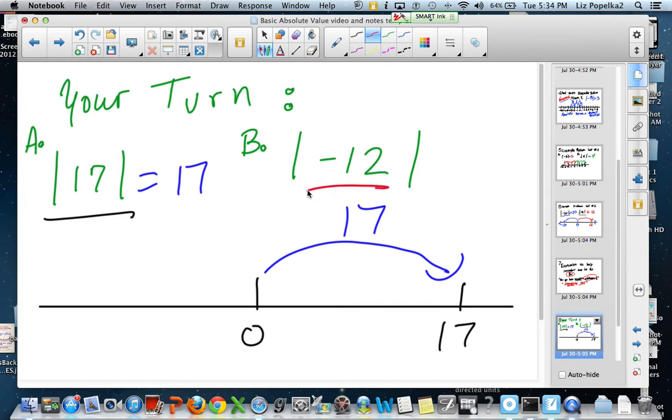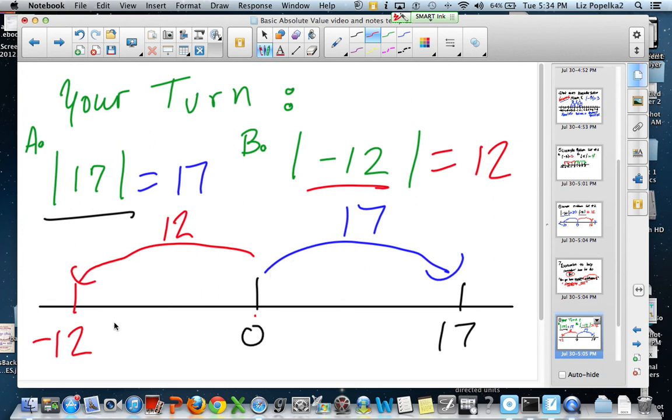The absolute value of negative 12 means if I were traveling from 0 over to negative 12, it would take me 12 steps to travel from 0 to negative 12. So the absolute value of negative 12 is simply going to be a 12. Even though technically I'm going backwards, I'm still going a positive number of steps. So again, you can't go a negative distance.